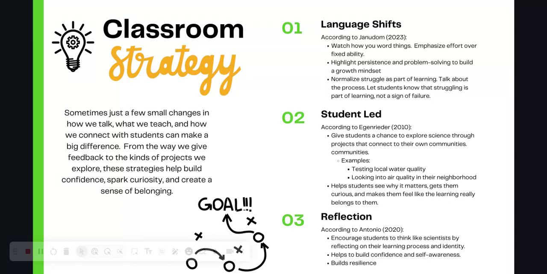Strategy number 2, student-led science. Give students a chance to explore science through projects that connect to their own communities. Some examples could include testing local water quality or investigating neighborhood air pollution. This is going to help students see why it matters. It gets them curious and makes them feel like their learning really belongs to them.